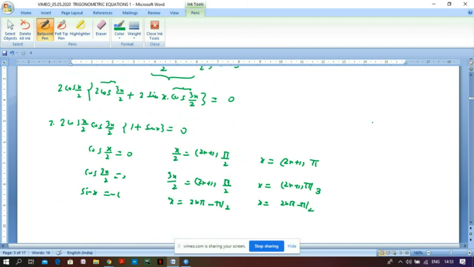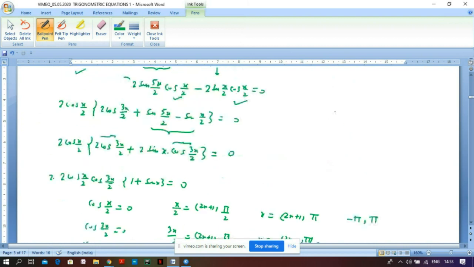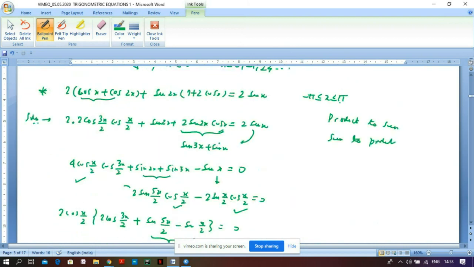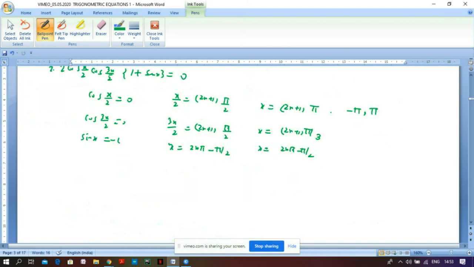We want solutions only from minus pi to pi. So let's put values here. Here I can put n equal to -1, which will give you minus pi. n equal to 0 will give you pi. Both must be there because we want to find minus pi to pi, both inclusive. So minus pi and pi from this family.